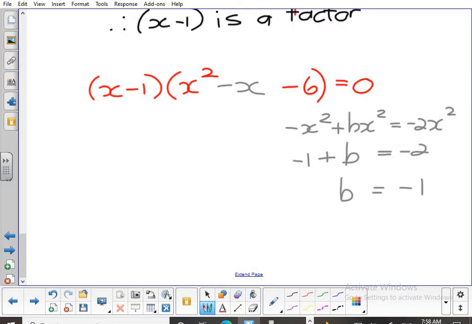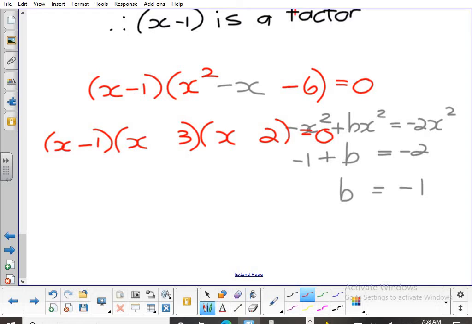So I need factors of 6 in the quadratic to subtract to get 1. Once again, it's 3 and 2, pretty much the same as the previous one. Signs are different. Biggest one is a minus. There's my answers. x is 1 or 3 or -2.